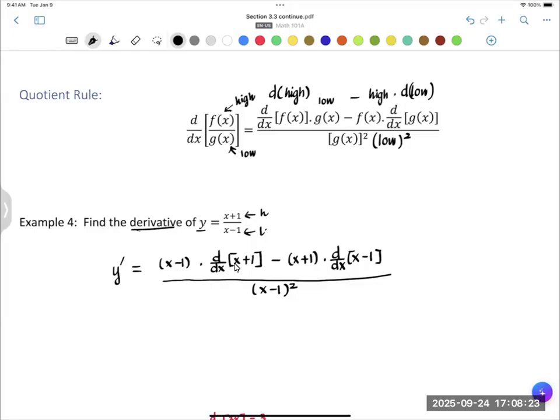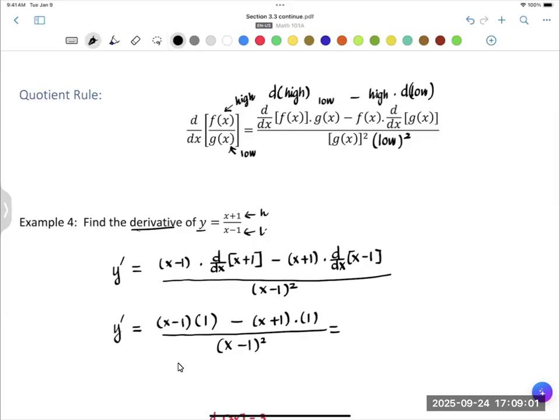Now we're going to start taking the derivative of each term. x minus 1 doesn't have a d over dx, so x minus 1 stays the same. d over dx of x plus 1 means we take the derivative of x plus 1. The derivative of x is 1, plus the derivative of 1 is 0, so we have just the 1. And then minus x plus 1 times the derivative of x minus 1, which again is 1, and the derivative of negative 1 is 0. So it's going to be like this, all over x minus 1 squared.